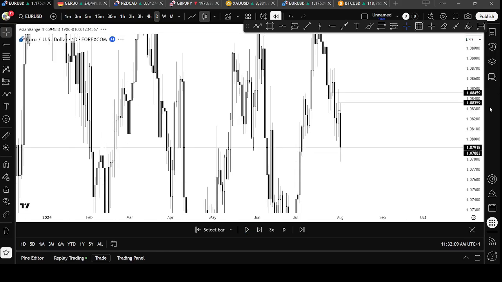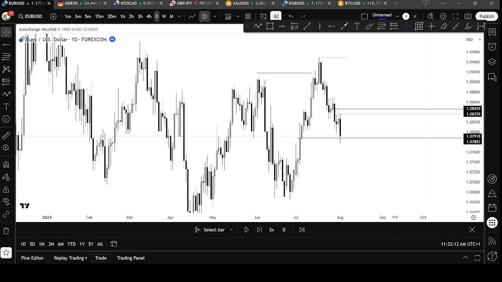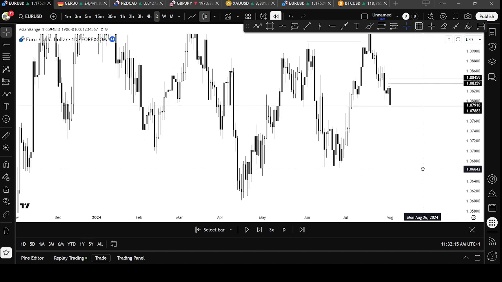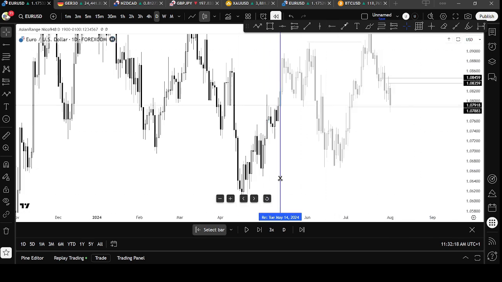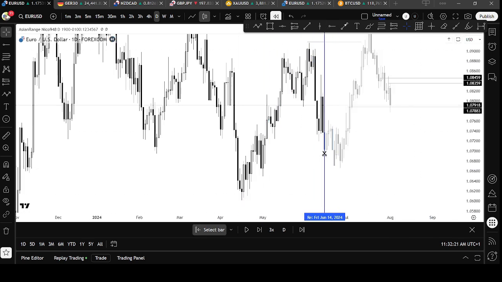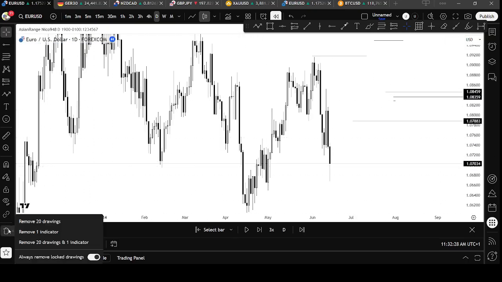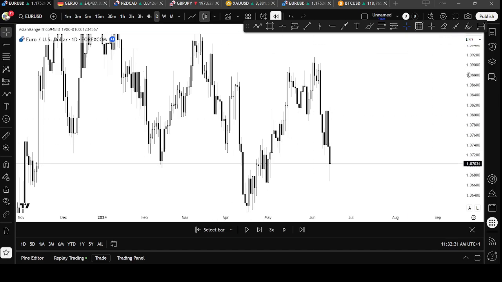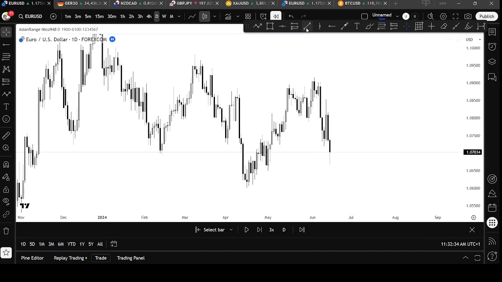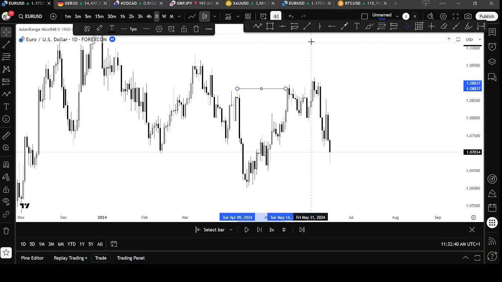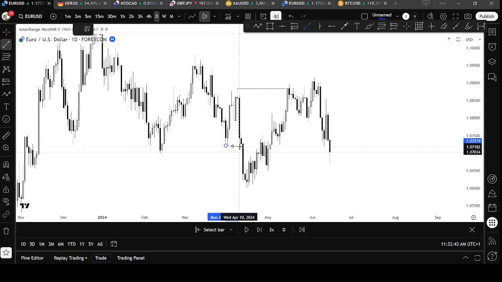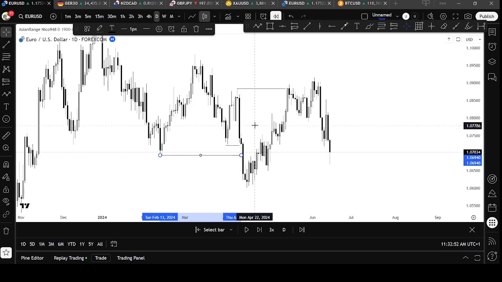Let's go to daily. Okay, let's take this by. Let me delete all this. So this was a break here. So let's analyze this chart together. We also have another break here based on internal structure and major structure. We have a break here.